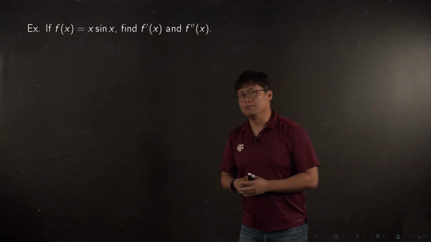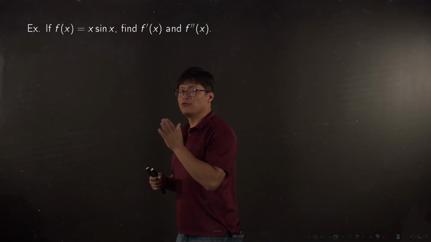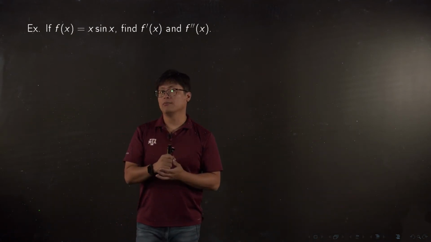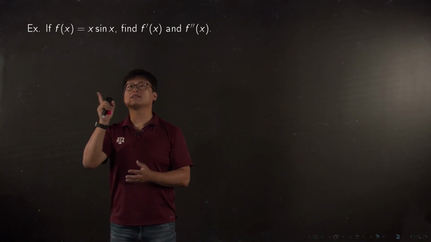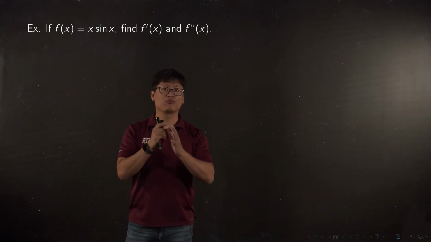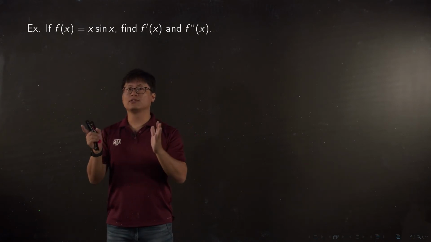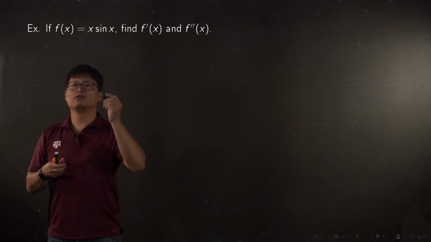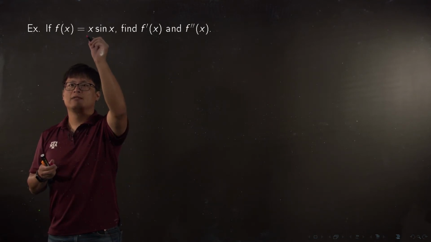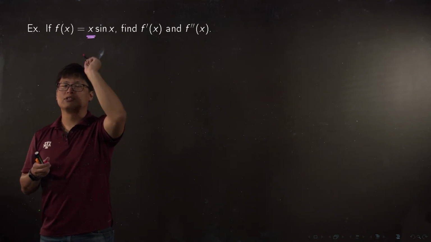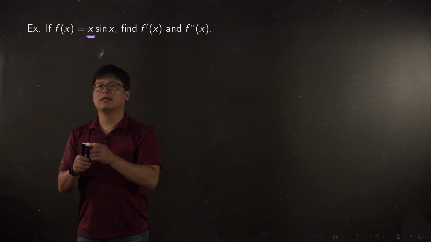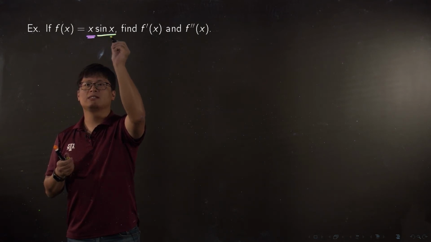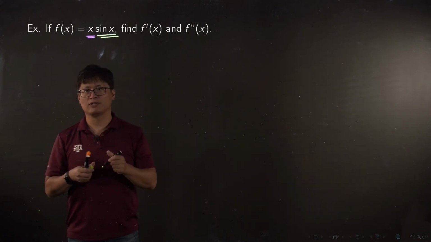What about this problem? Function f is given, and it asks you to find f prime and f double prime. It looks really simple, right? But you have to be careful because the given function f is x times sine x, which is product form. So you have to use the product rule. Let me use two different colors. This is the first function, let me use the pink one, and this guy is the second function. Let me use this color for the second function.